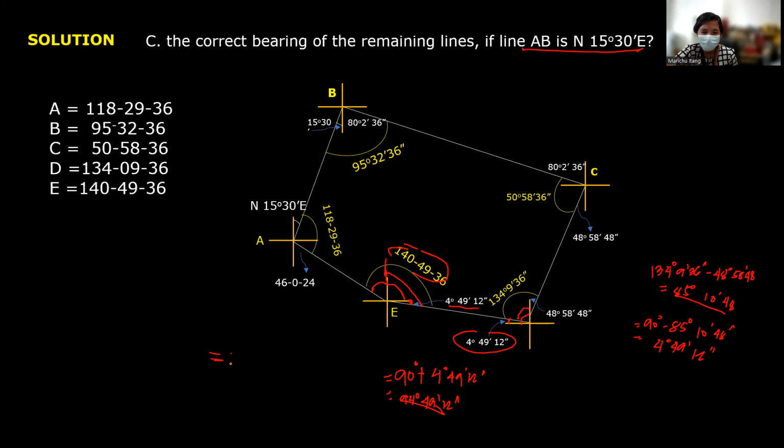Okay, you subtract 140 degrees, 49 minutes, and 36 seconds minus 94 degrees, 49 minutes, and 12 seconds. Therefore, use your calculator, that is equivalent to 46 degrees, 0 minutes, and 24 seconds. So that is now your bearing from E to A. So it's correct since it has the same answer with A to E. Okay, so let's wrap up our solution and then you get the answer.